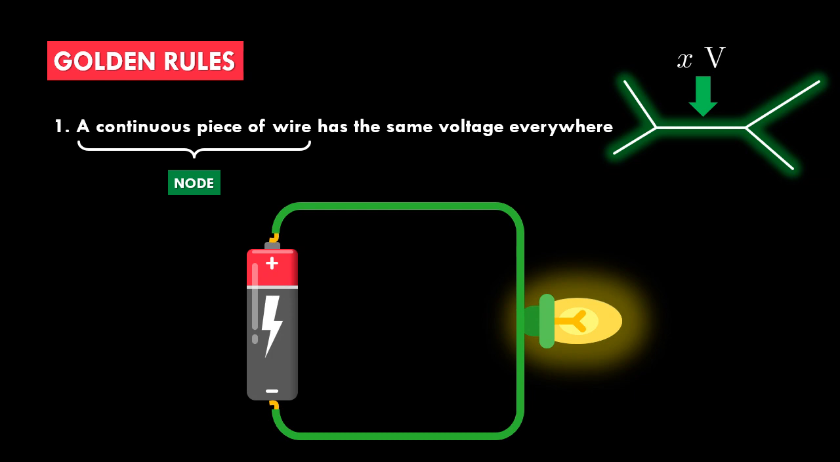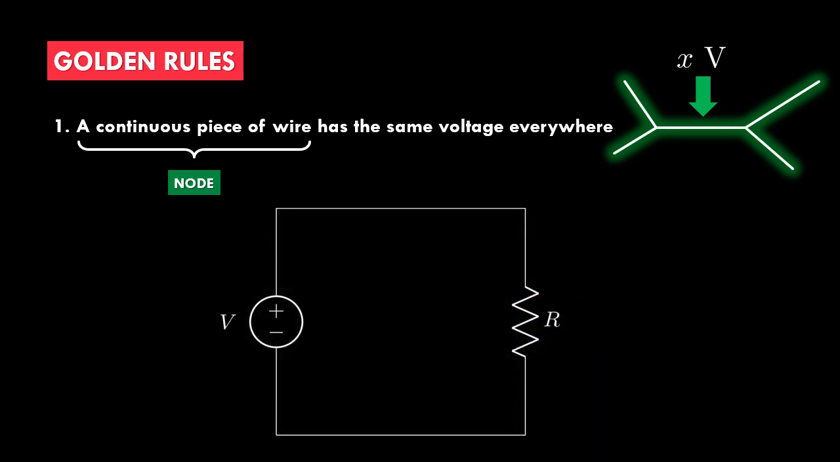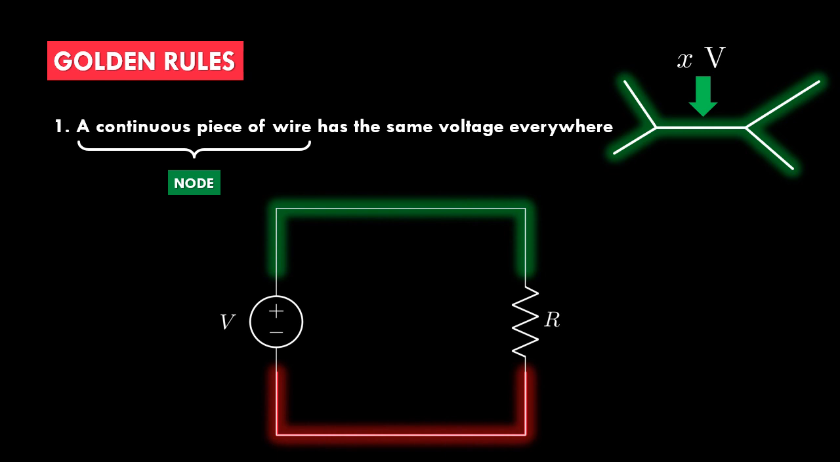But first, let's represent it with circuit symbols. As you can see, this circuit has two continuous pieces of wires. That's why we say this circuit has two nodes. That's how we identify nodes in a circuit. Each of the nodes will have exactly one voltage.